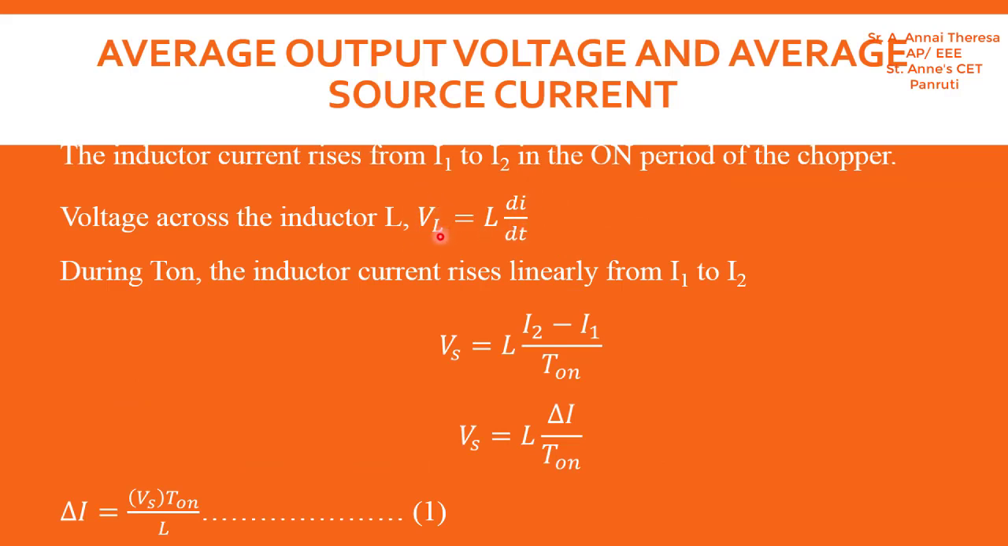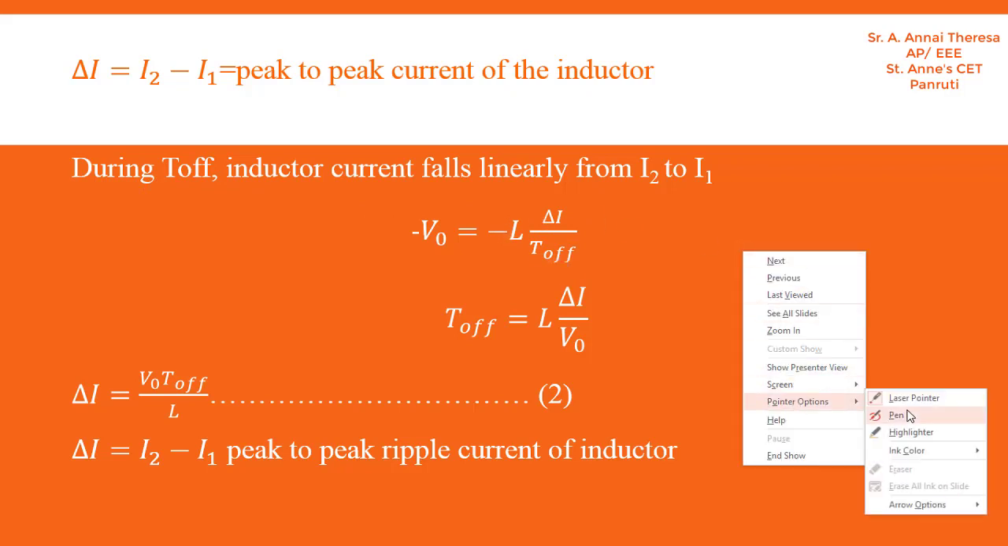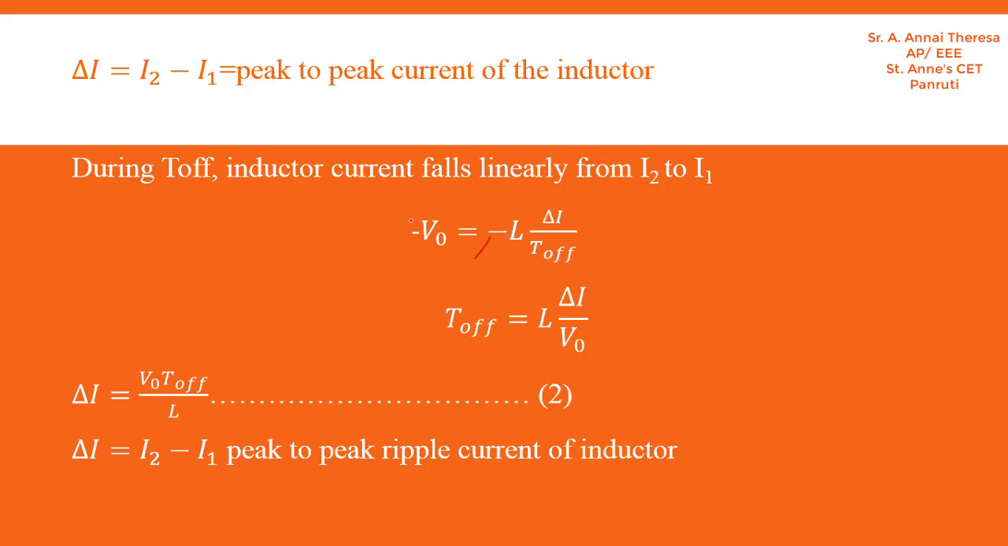Okay, VL in mode 2, that is when the switch is off, VL is equal to minus V0. So instead of VL, we have written minus V0 is equal to, since the current is discharging, minus delta I, so L into delta I divided by T off, since it is turn off time. We can cancel the minus and minus. So from this you can find the value of delta I.